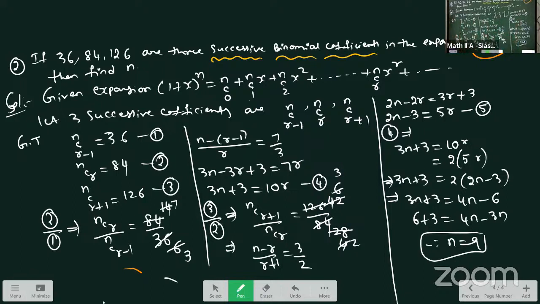Almost the procedure is the same for all the questions, like dividing equation 2 by equation 1, dividing equation 3 by equation 2, and equating equation 4 and equation 5. Different questions will give different values, but the process is the same. If you practice more, you will get perfection in it. Just go through the question and observe it. If you have any doubt, you can drop your message in the suggestion box.